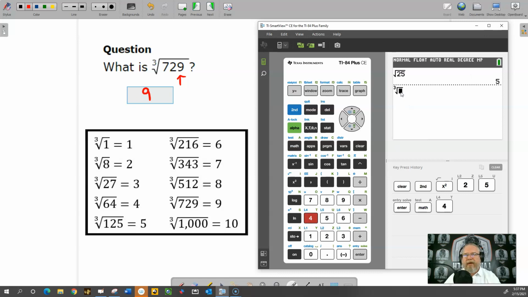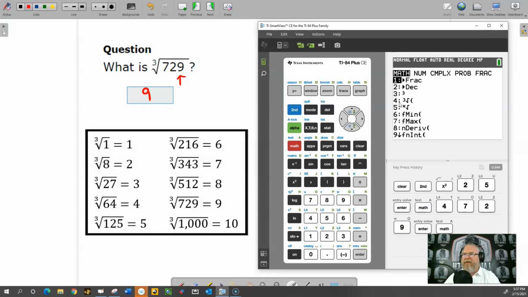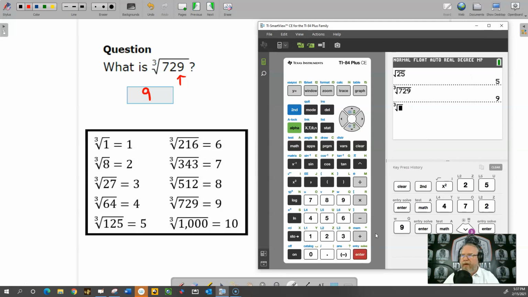I just need to enter in my value. Let's go ahead and try this one here, 729. 729, and then hit enter, and I would see that my cube root of 729 is 9. Again, to find the cube root, we're going to go to the Math button. Number 4 is the one we want. We could just use the down arrow to number 4 and then hit enter. We could select it that way as well.